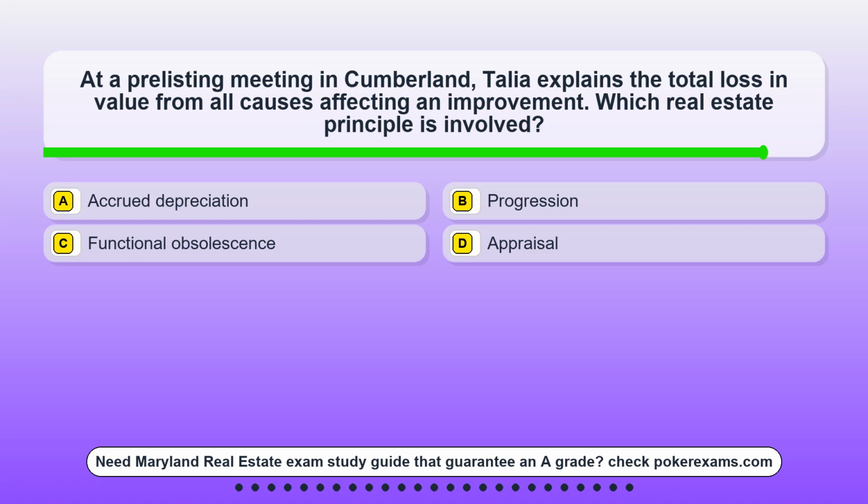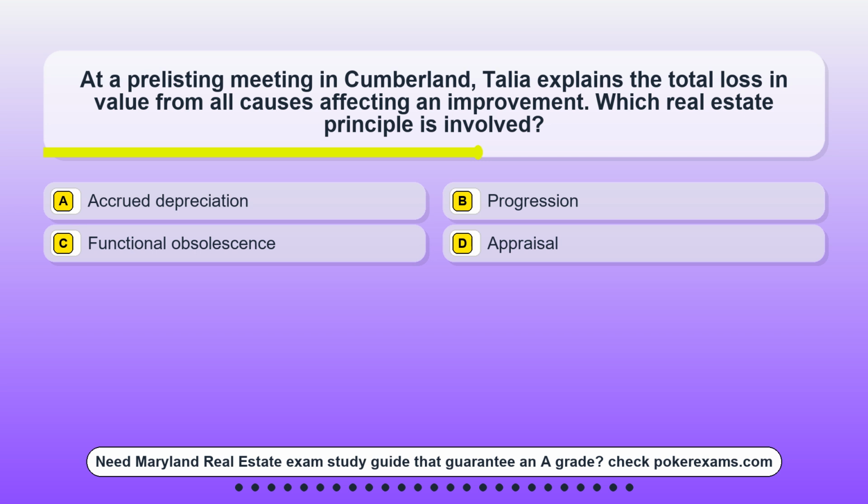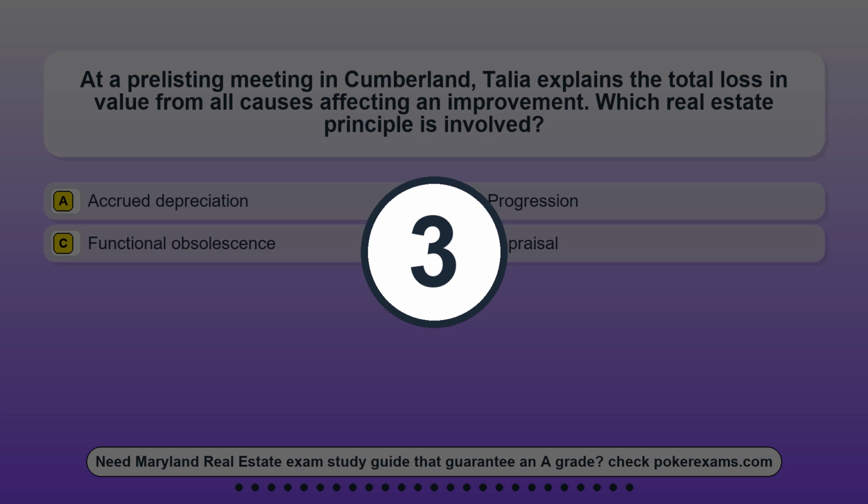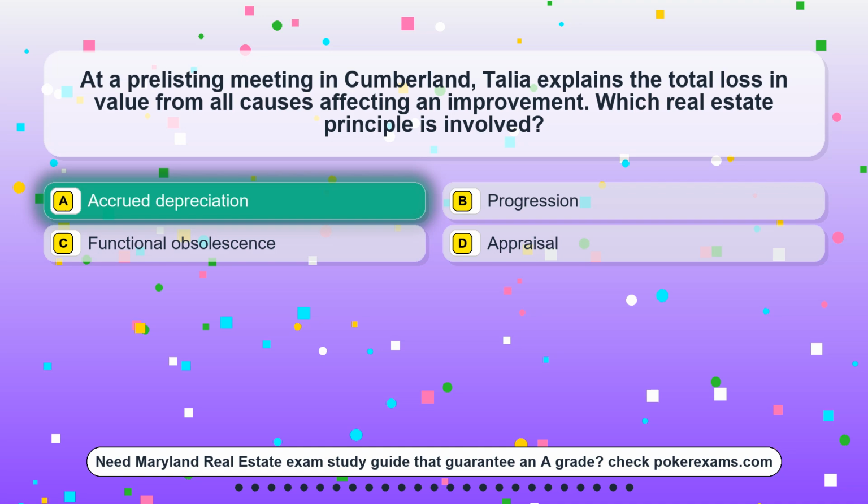Question 19. At a pre-listing meeting in Cumberland, Talia explains the total loss in value from all causes affecting an improvement. Which real estate principle is involved? Option A, accrued depreciation. Option B, progression. Option C, functional obsolescence. Option D, appraisal. The correct answer is option A, accrued depreciation.